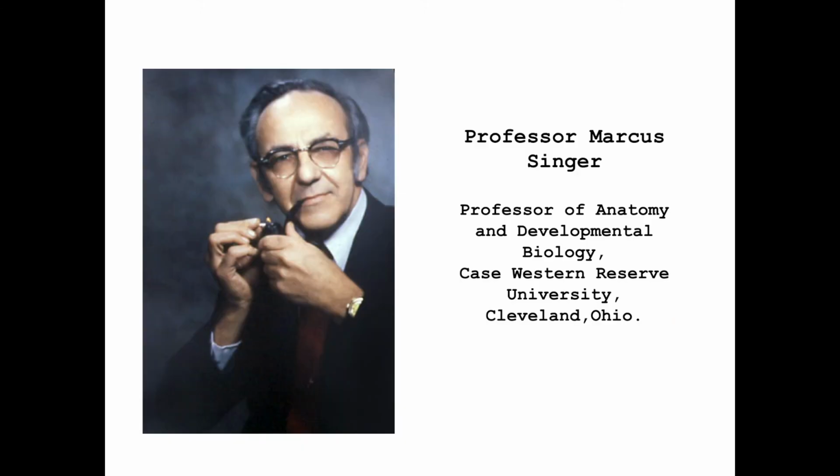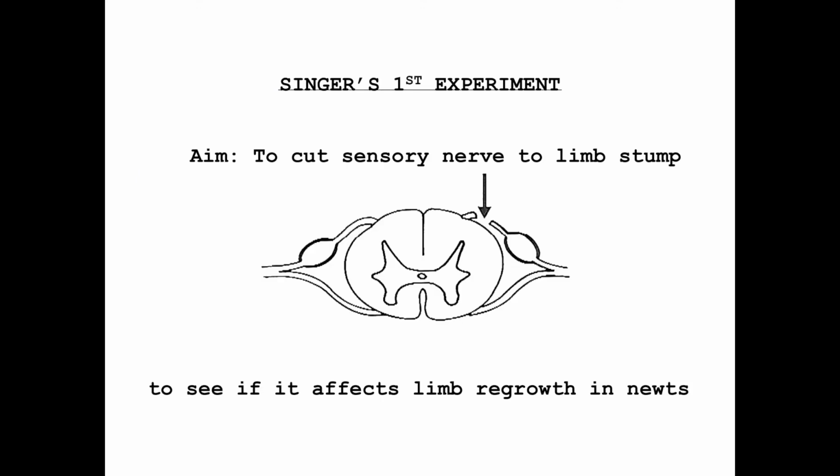The leader of this team, shown here, is Professor Marcus Singer, who had PhDs in 3 subjects: anatomy, neurology and biology. I became a regular member of his group, and you could say one of his disciples, and I used to join their research seminars every summer for several years while I learned how newts grow new limbs. Now, he had shown in one of his first experiments that if he damaged the sensory nerve to the stump, the limb regrowth wouldn't happen.